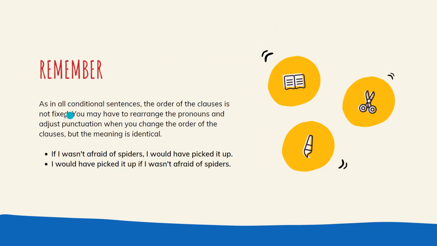Okay, here we have something to remember. As in all conditional sentences, the order of the clauses is not fixed. We talked about this, guys. You may have to rearrange the pronouns and adjust punctuation, which is the comma, when you change the order of the clauses, but the meaning is identical. We have already talked about this. So even if we change the order of the clauses, the meaning doesn't change, right? But there is one punctuation rule. If the if clause comes first, we should use a comma here. If it comes at the end of the sentence, we don't have to use a comma.